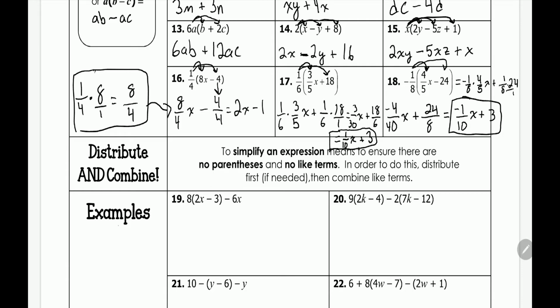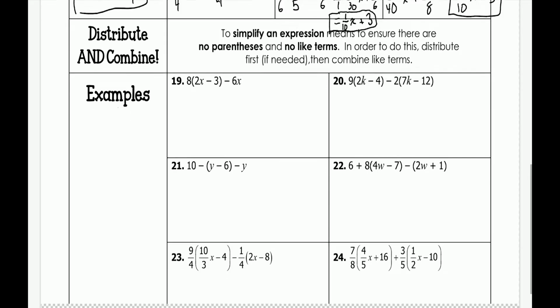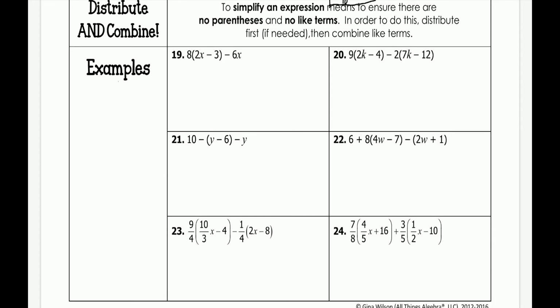So let's move on to simplifying expressions whenever we have to distribute. So to simplify an expression, we are looking to get rid of all parentheses and combine all the like terms. So what we have to do is distribute first and then combine like terms. So I'm going to go ahead and give you your problems that you have to do.